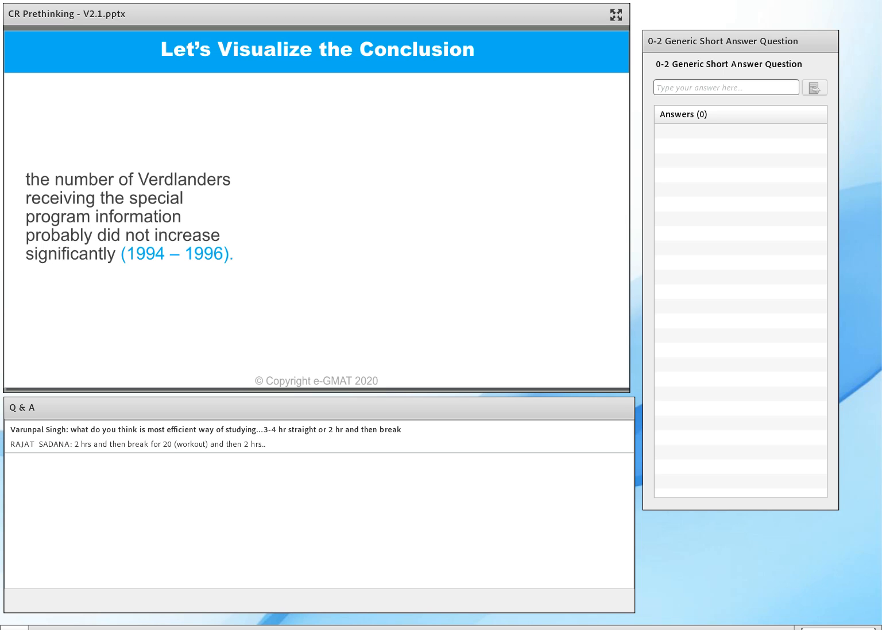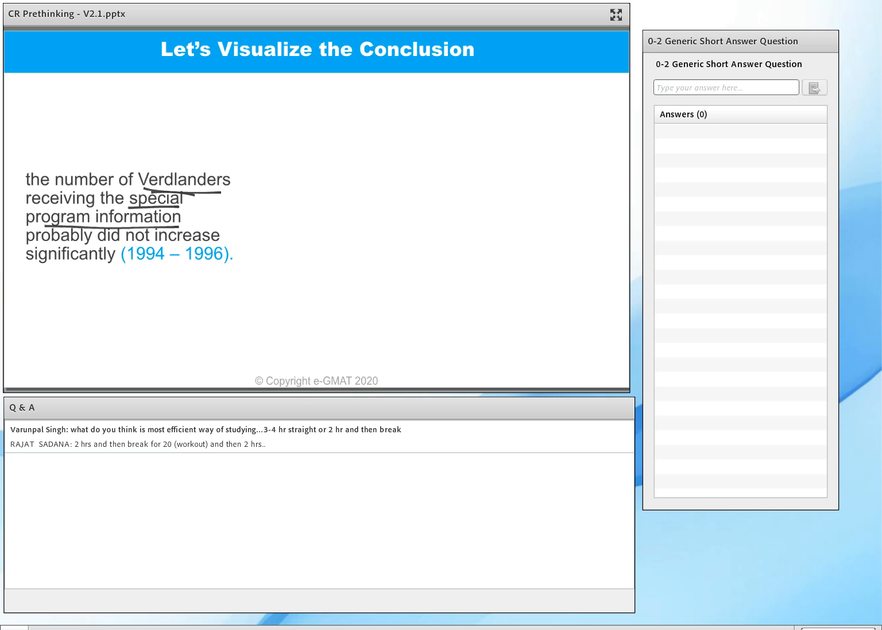The conclusion says a number of V's, world-landers, let's call them V's, receiving special program information probably did not increase significantly during these years. I want to talk about three things in this conclusion. It talks about, first of all, the number of V's, which means people who are outside of V's who may be receiving this program don't matter. The second thing is it only talks about the special program information. It doesn't talk about everything, which means non-special programs or programs that don't have this facility don't matter.